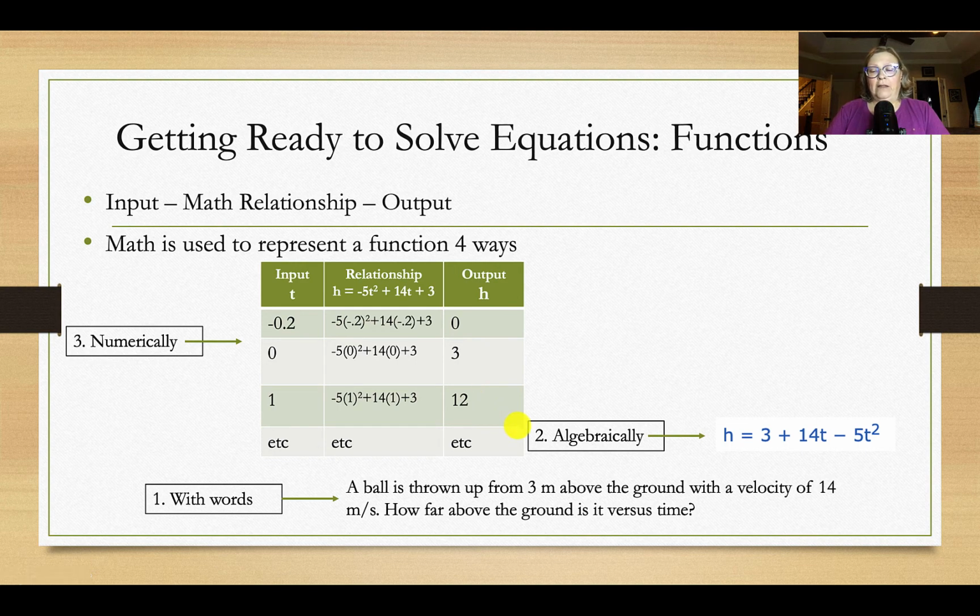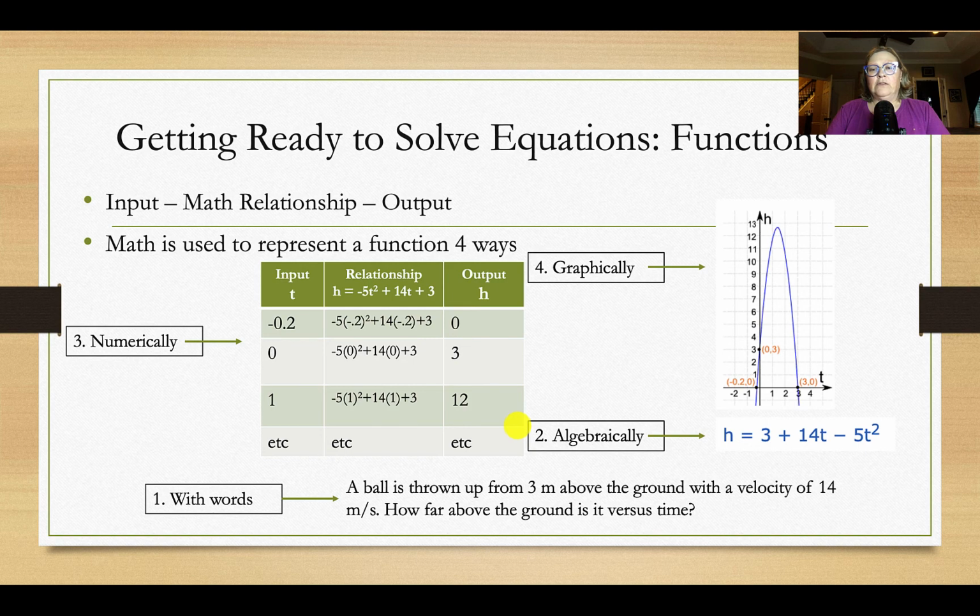The last way, the 4th way I can represent is graphically. It's one of my favorite ways. And so here is the graphical representation of this algebraic equation, which is h equals 3 plus 14t minus 5t squared, right here. And it, of course, matches our table, and it matches our words. So all 4 of these represent the same basic modeling. So we can do it graphically, numerically, algebraically, or with words.